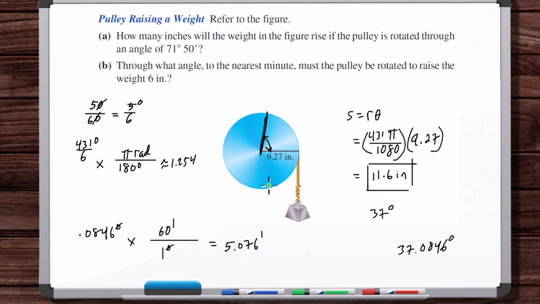Okay, now we could go into seconds, but the question doesn't tell us it wants seconds, just to the nearest minute. Well, this is minutes. This is the nearest minute. Round, that's 5 minutes.